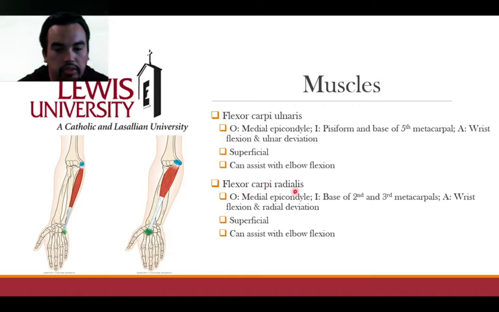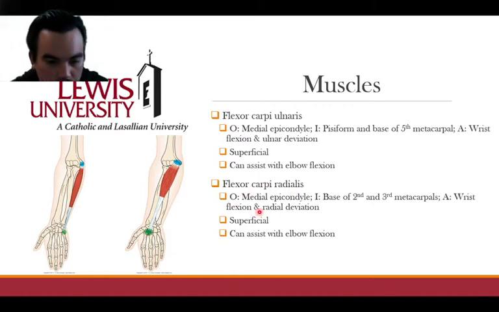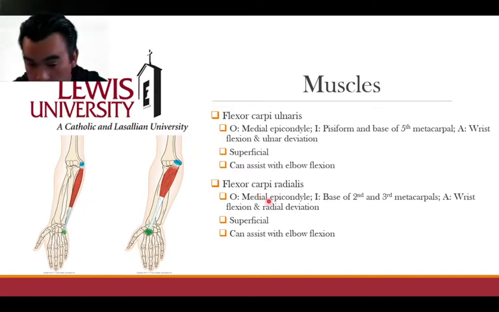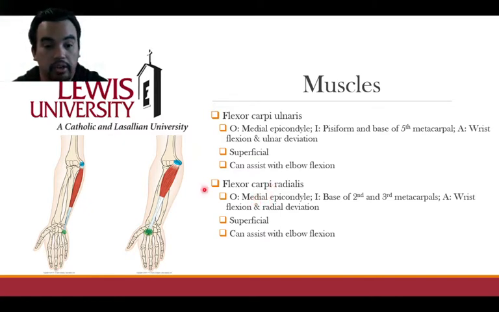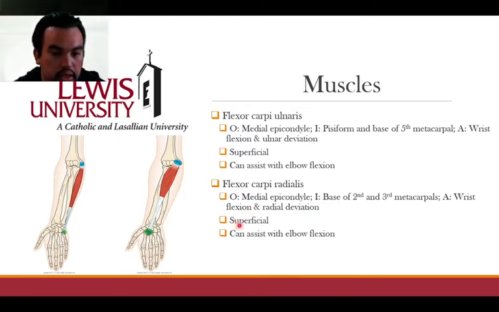Then we have the flexor carpi radialis, and that originates at the medial epicondyle as well, and it goes to the base of the second and third metacarpals, and it produces wrist flexion and radial deviation. It's superficial, and because it does cross the elbow joint, you have to remember that it can also assist with elbow flexion. Okay.